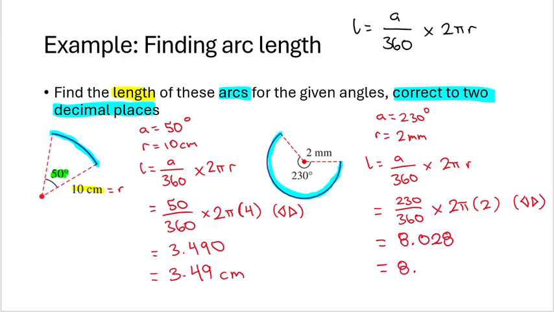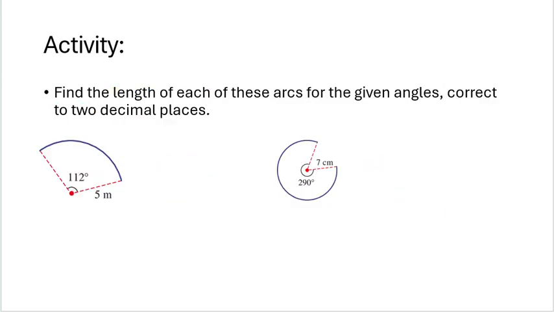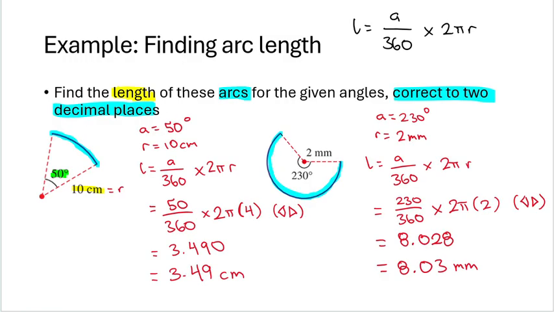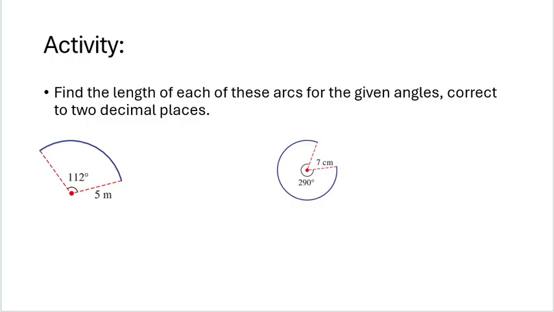So if we round this to 2 decimal places, it'll be 8.03 millimeters. So that means the length of that highlighted blue is 8.03 millimeters. Okay. Give this a go. You just apply what it is that I've shown you in the example here. So give it a quick go. Okay. I'm just going to pause this. I'll answer it and then I'll just show you the solutions.